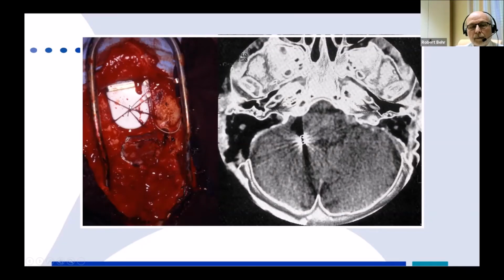It's an older version of the ABI with the housing fixed in the bone well, which is drilled out, and then the electrode is going down like this. This is the reference electrode.